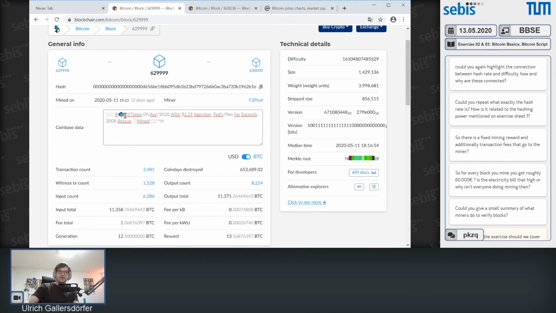And what they did, similar to what Satoshi Nakamoto did in the first block, was they included a newspaper article. The New York Times on the 9th of April 2020 published: "With $2.3 trillion injection, Fed's plan far exceeds 2008 rescue." And this is a direct reference to Satoshi Nakamoto publishing Bitcoin after the financial crisis in 2008. So a strong political message of the Bitcoin community, forever put into the Bitcoin blockchain.